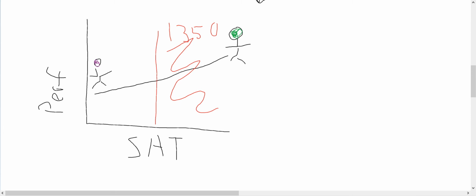However, if we think about students who were very, very close to either getting the scholarship or just missed getting the scholarship by a few points, in other words, students that sit just below this 1350 cutoff or students that sit just above this 1350 cutoff, we could imagine that those students actually are quite similar.